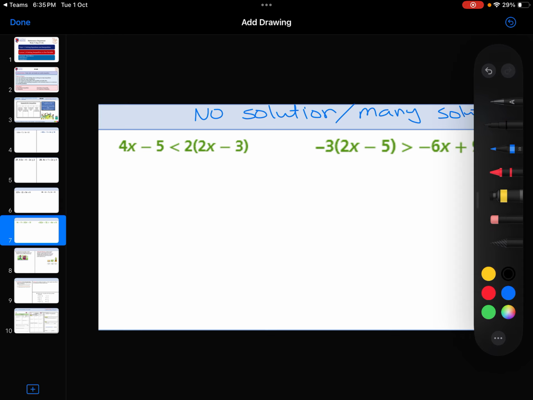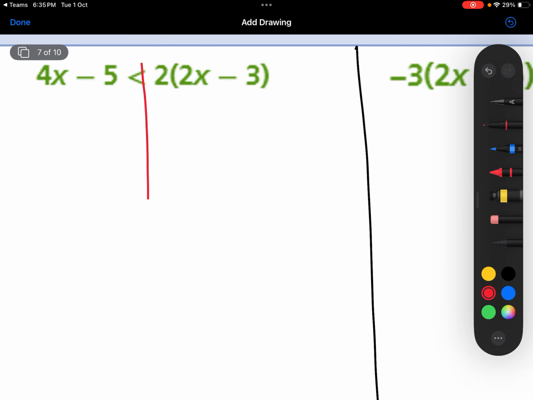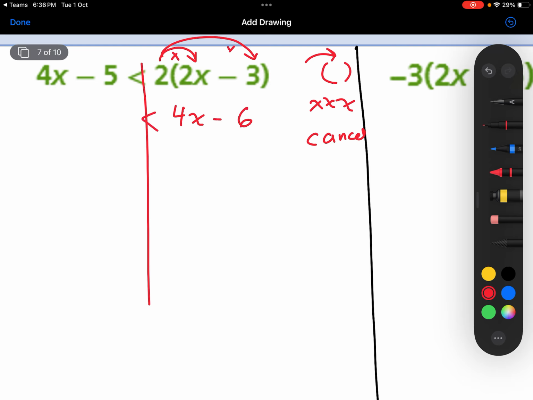So basically here, you will have also inequalities, but sometimes your variable will be cancelled out and you will end up with a statement. You need to decide from that statement if it's no solution or many solution. Let's see. Again, if I have a bracket, open it. If you have many variables combined, then you can cancel. I'm following the same steps. Distribute. 2 times 2x is 4x. 2 times negative 3, it's negative 6. Rewrite everything as it is.